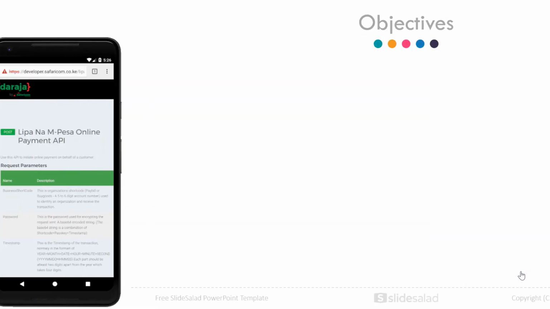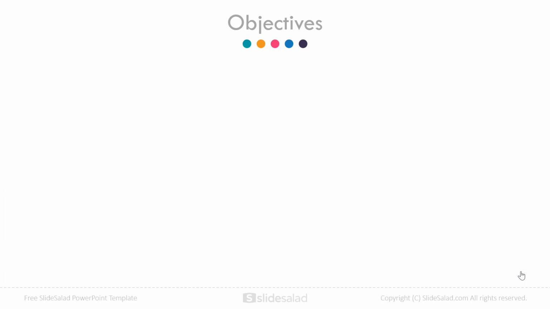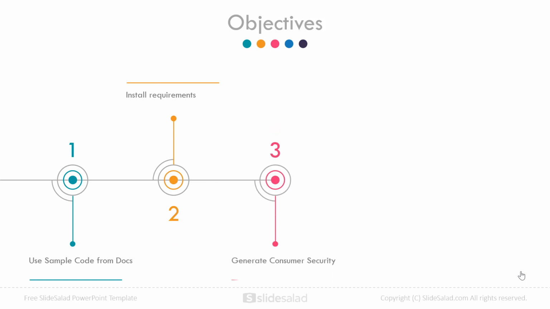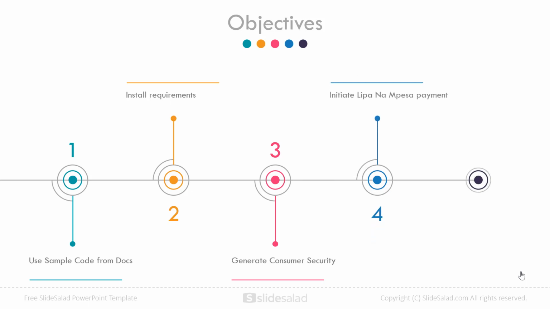So the objective of this tutorial will be, first we are going to use sample code from the documentation. Then we'll install several requirements, or one requirement in this case that we need. We are going to generate consumer security, as well as initiating the Lipa na Mpesa payment from our computers to our mobile phones, as well as doing a simple code refactor. So let me just explain this further.